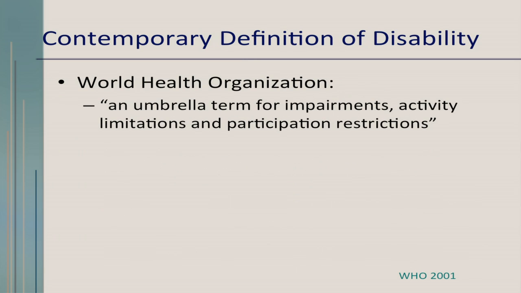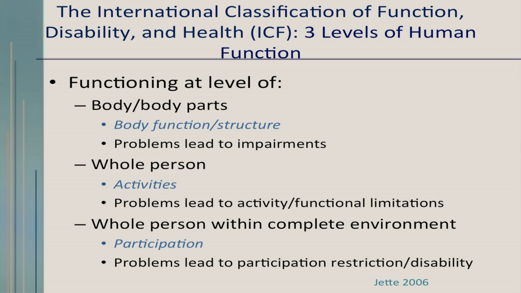The World Health Organization defines disability as an umbrella term for impairments, activity limitations, and participation restrictions. The International Classification of Function, Disability, and Health, abbreviated as the ICF model, has 3 levels of human function after the initial health condition. The initial health condition would be something such as headache, stroke, osteoarthritis, or many other diagnoses. And then from there we would look at functioning at the level of the body and body parts, or body function and structure, and problems in this area lead to impairments.